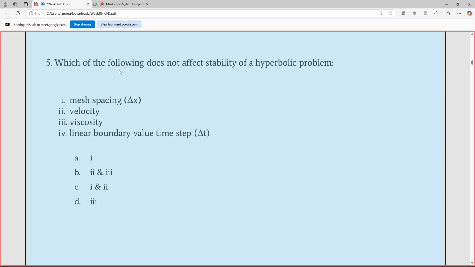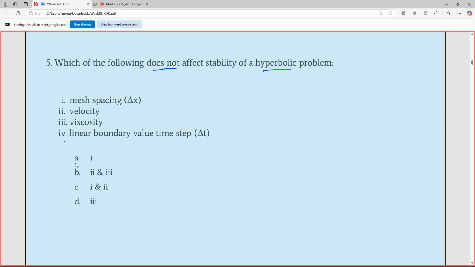Question number 5. Which of the following does not affect the stability of a hyperbolic problem? So, which among the following conditions won't affect the stability of a hyperbolic problem? First condition, mesh spacing, that is delta x. Second condition, velocity. Third condition, viscosity. Fourth condition, linear boundary value times the delta t.